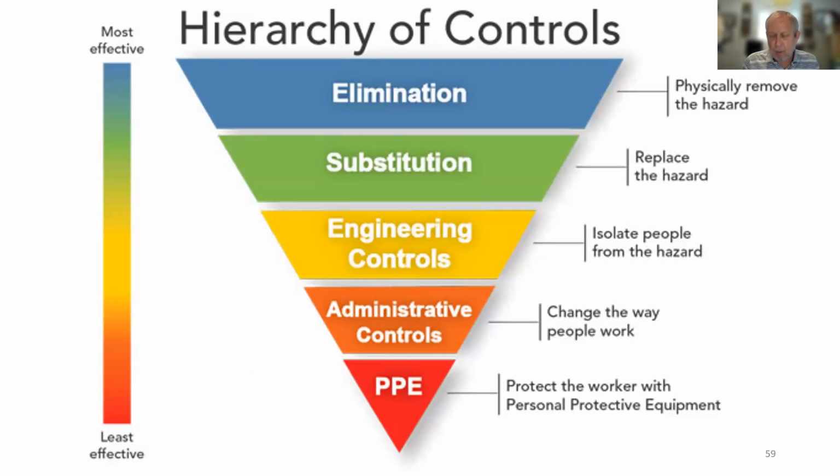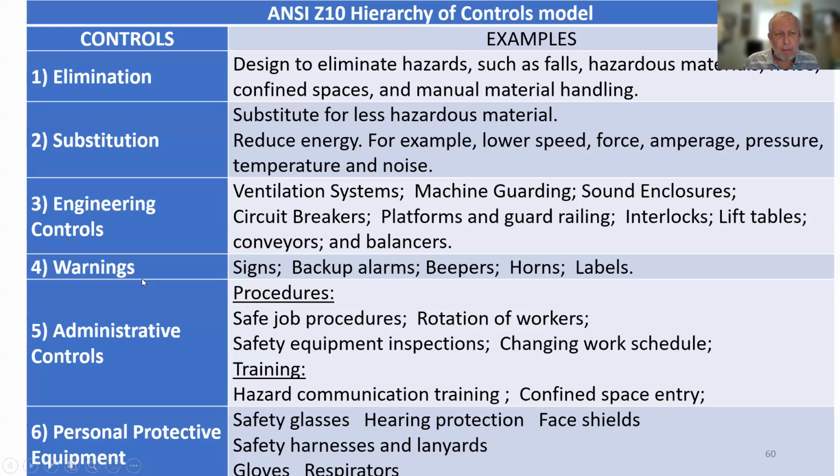And you know what? You're going to see this again and again and again. And that's good. You should know it. You should know what each one of these does. You should know by heart that elimination physically removes the hazard, substitution replaces the hazard, engineering controls isolate people from the hazard, administrative controls change the way people work, and PPE protects the workers with personal protective equipment. And as you can see from the bar on the left, the most effective is at the top and the least effective is at the bottom.